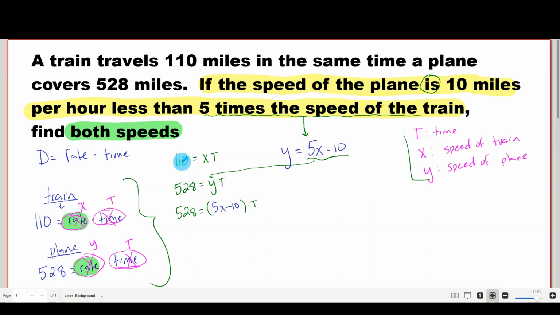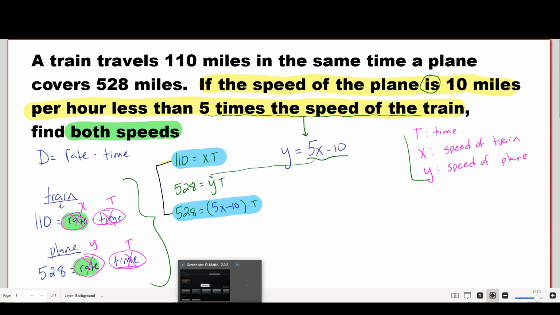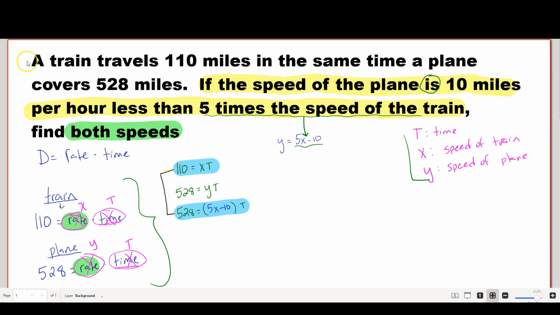So let's look at the equations that we have now. We still have 110 equals xt, and now we have this other equation, 528 equals 5x minus 10 times t. And so now, if you look at those two by themselves, this is like a system of equations. Look at these two equations, and there are only two variables. So we can solve this with substitution or elimination, and then we'll be able to solve for one of the variables. So let's just go ahead and use substitution. Substitution is probably easier here.